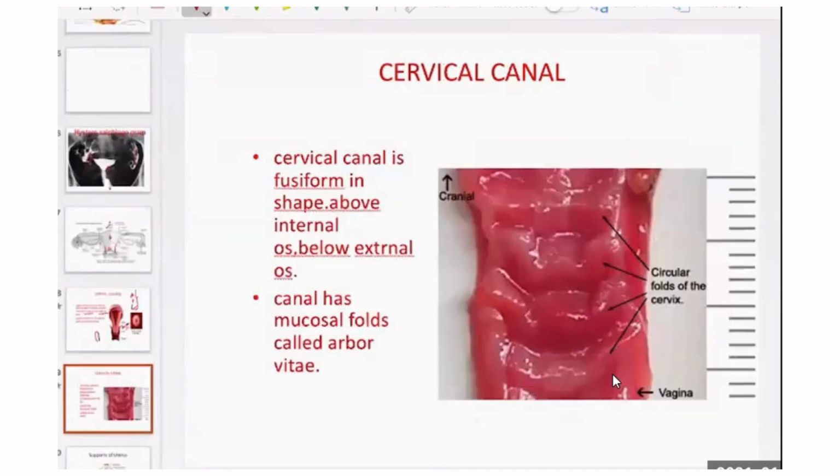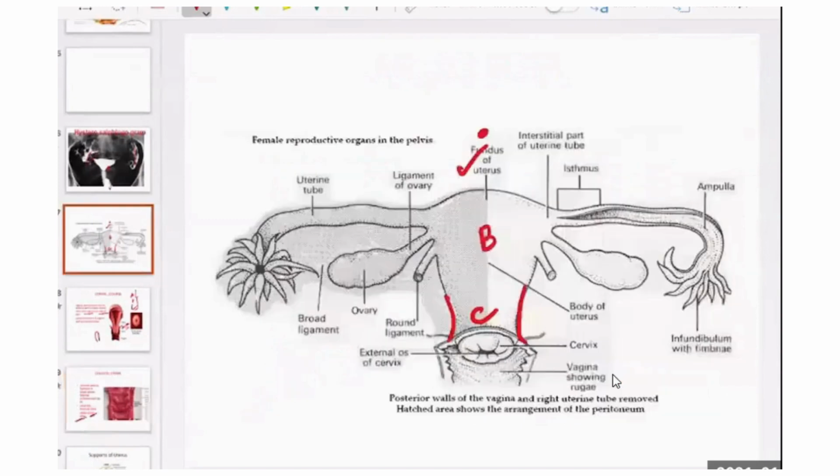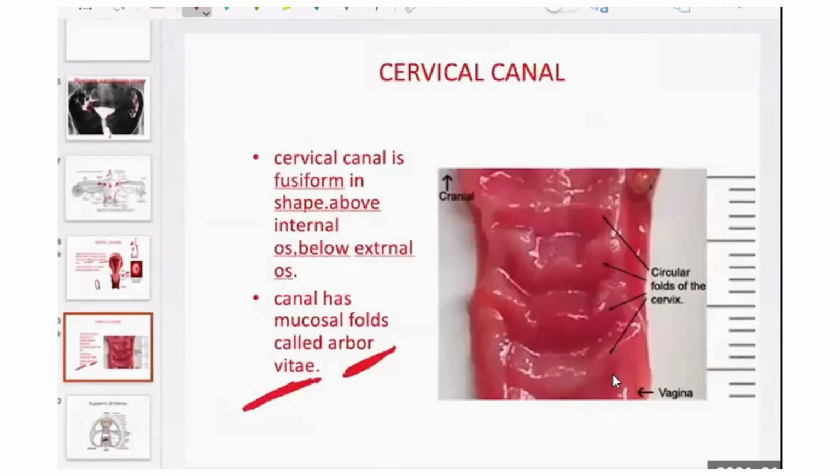Inside the cervix, you get the cervical canal with folds arranged in a fusiform manner, called arbor vitae. First, you should know the parts of the uterus, its location, and its relations: what is the organ anterior, what is the organ posterior, what is the pouch in front, what is the pouch behind. Then what opens on the uterus? The fallopian tube opens on the uterus. The function of the fundus is the site of implantation, and this mucous fold is called arbor vitae.